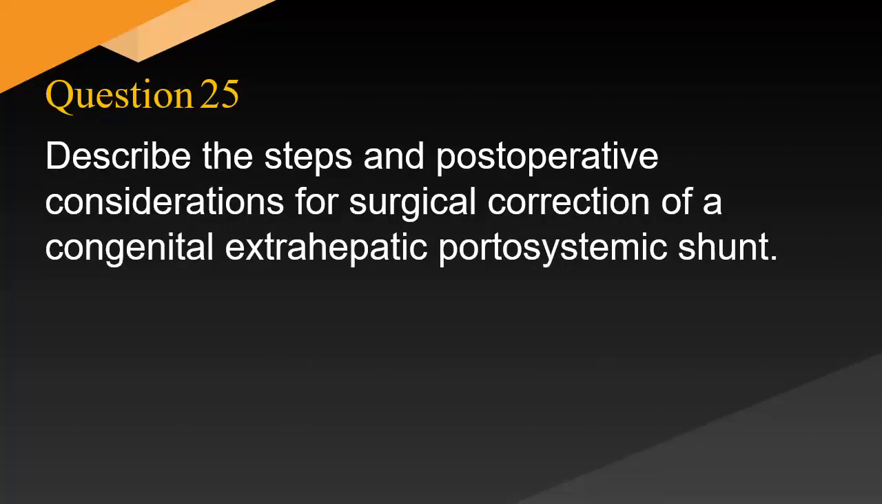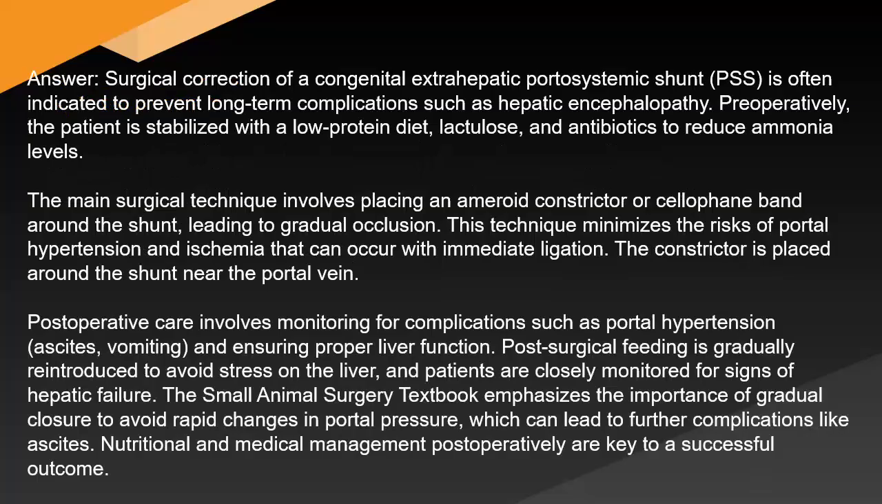Describe the steps and postoperative considerations for surgical correction of a congenital extrahepatic portosystemic shunt. Answer: surgical correction of a congenital extrahepatic portosystemic shunt (PSS) is often indicated to prevent long-term complications such as hepatic encephalopathy. Preoperatively, the patient is stabilized with a low-protein diet, lactulose, and antibiotics to reduce ammonia levels.